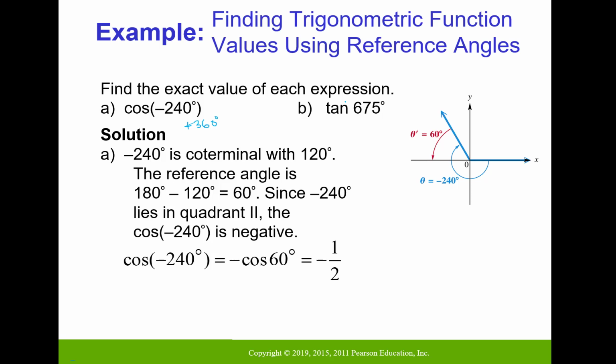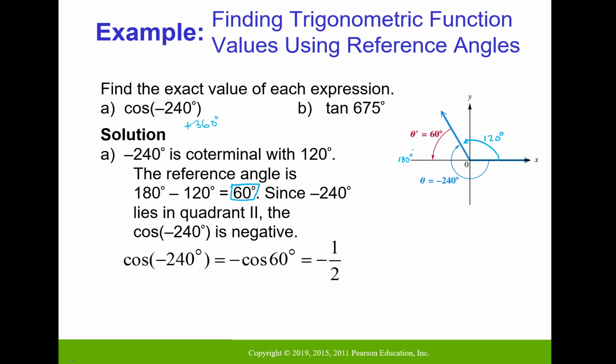Visually, this is where we're at. If we had negative 240, it's the equivalent of positive 120 degrees. Then we want to next find a reference angle that makes this an acute, positive angle. That reference angle is going to be 60 degrees, because what we need is 180 minus our angle, in this case our coterminal angle, so 180 minus 120. So our reference angle is 60 degrees.